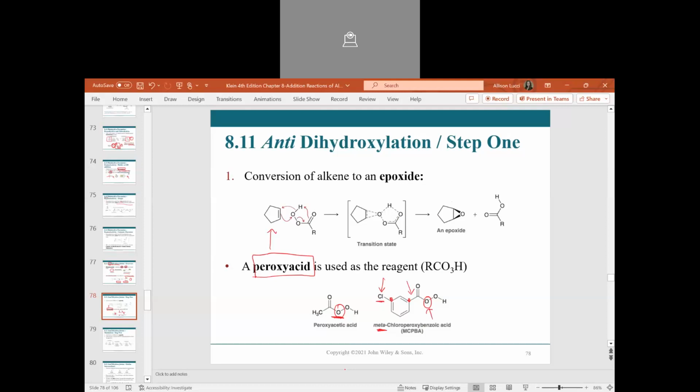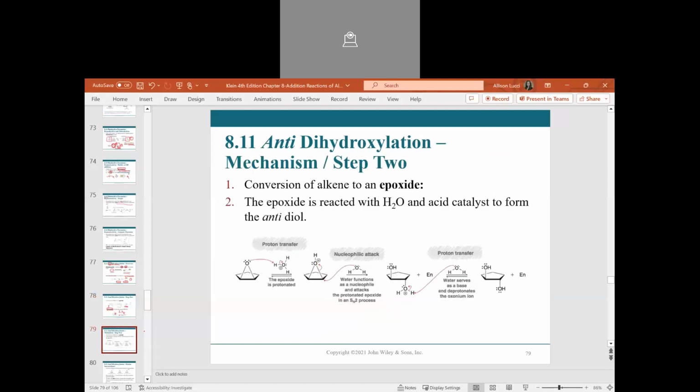So these peroxy acids, whether it's peroxyacetic or MCPBA, can be used to convert a cyclic alkene to what's called an epoxide. That's step one in our dihydroxylation process. So we have this epoxide that was already formed. Then we have a proton transfer that occurs. We have a hydronium here, H3O plus, and we protonate our epoxide.